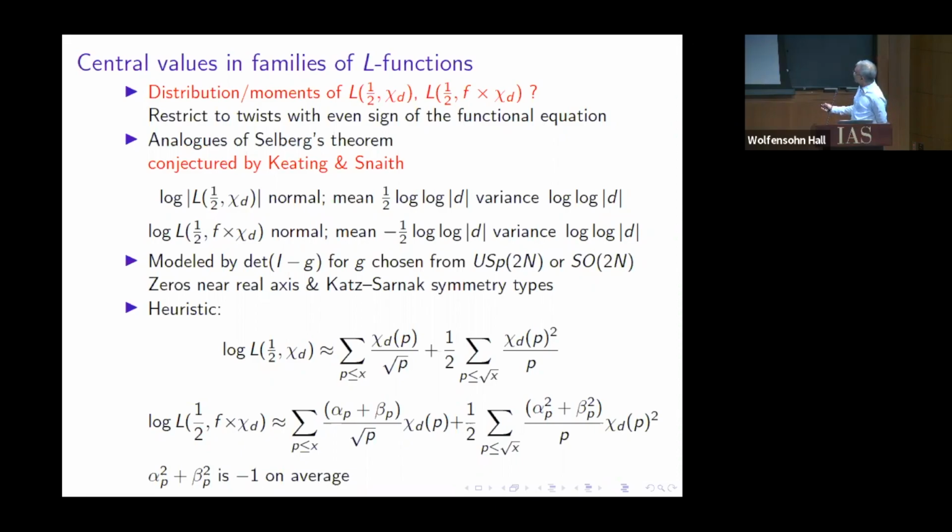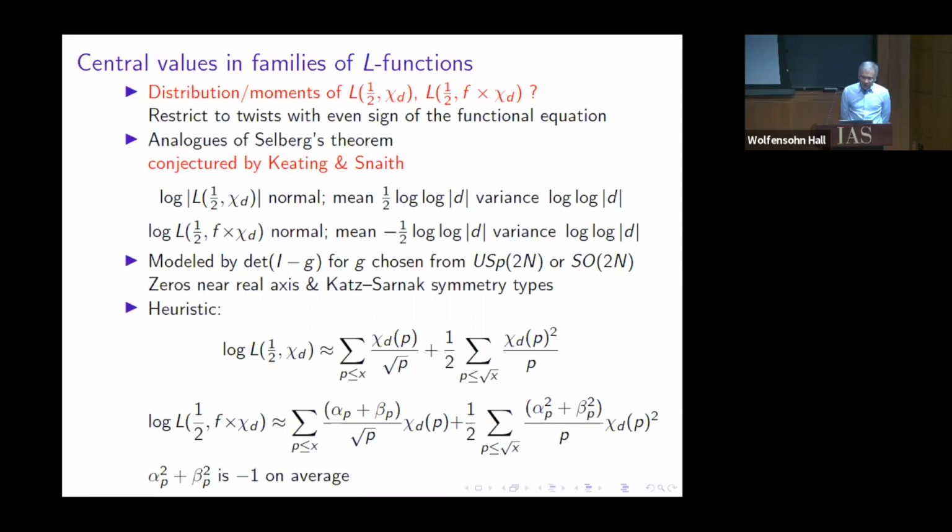So there's an analog of Selberg's theorem, but it's only a conjecture of Keating and Snaith, that if you take the logs of these values, these are all Gaussian. They're all real valued in this case, presumably never 0 or rarely 0. But there's a slight difference. So the mean value is positive, half log d, in the case of quadratic Dirichlet L-functions, and the variance is log d. And the mean value is negative in the case of quadratic twists of a modular form, and still log d for the variance.